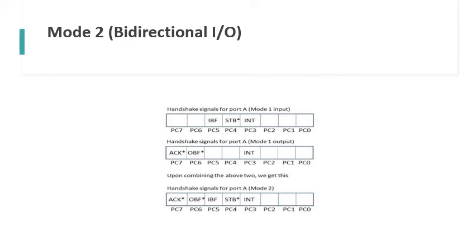Note, it can be easily deduced that only port A can work in mode 2, since only 3 pins of port C remain after allocating handshaking signals to port A in mode 2, and the required number for port B to also work in mode 2 is 5. That is, port A works in mode 0, mode 1 and mode 2 operation. Port B is meant for mode 0 and mode 1 operation only, and port C is meant for mode 0 operation. In all other modes it is going to act as handshaking signals.